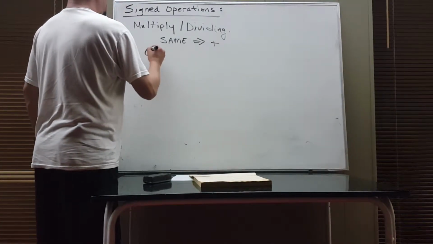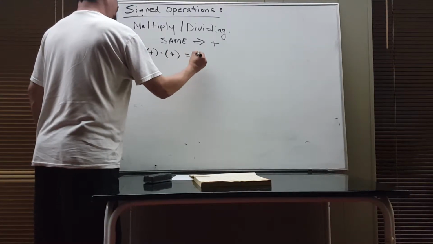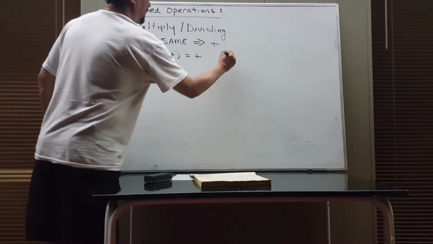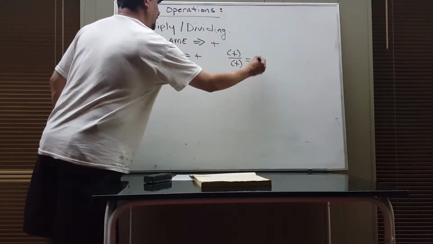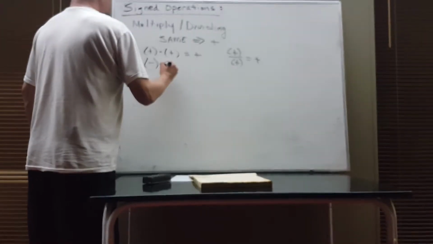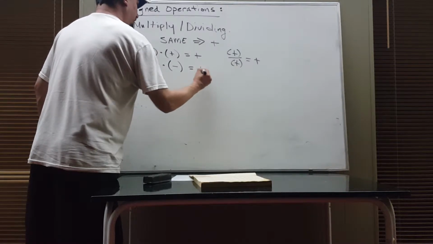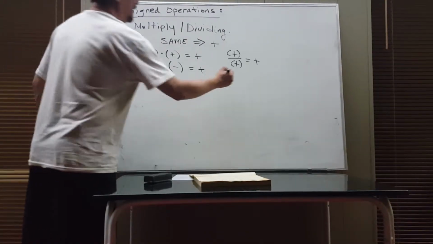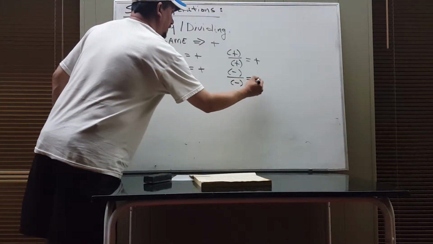So if I take a positive number and I multiply it by a positive number, the result is a positive number. If I take a positive number and I divide it by a positive number, the result is a positive number. And if I take a negative number and I multiply it by a negative number, the result is a positive number. And if I take a negative number and I divide it by a negative number, the result is a positive number.